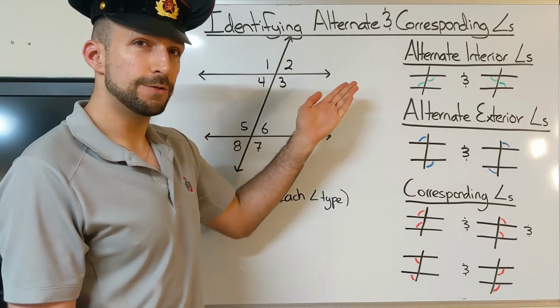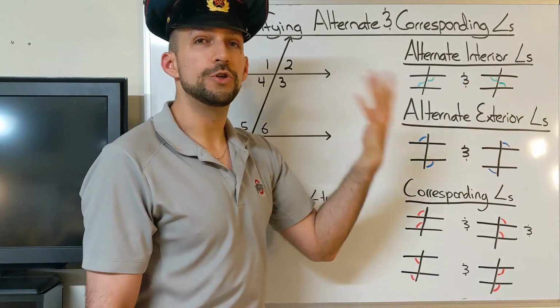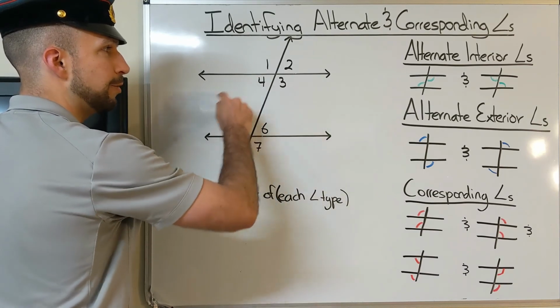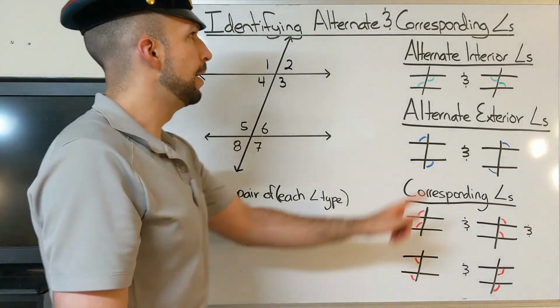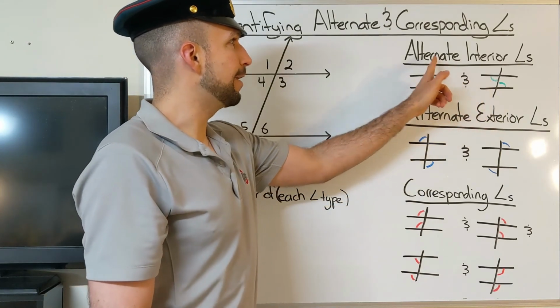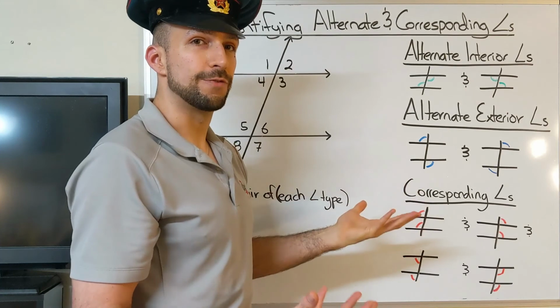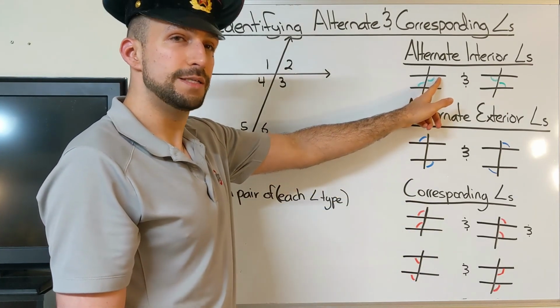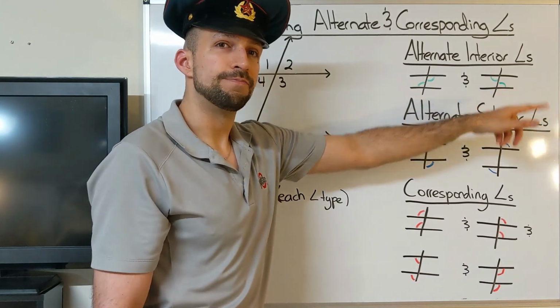Alternate interior angles are, as the name implies, in the interior of the two parallel lines. So if we were to think of this as a house, the interior would be between the walls, and the exterior would be outside of those walls. So they're in the interior, and alternate means they're at opposite sides of that transversal. So they could either be the lower left and the upper right of the interior, or the upper left and the lower right of the interior.